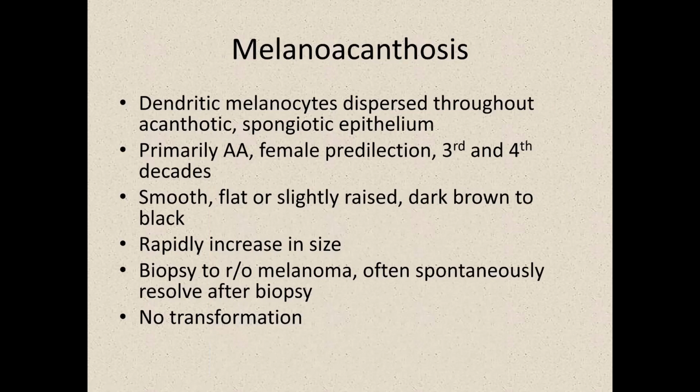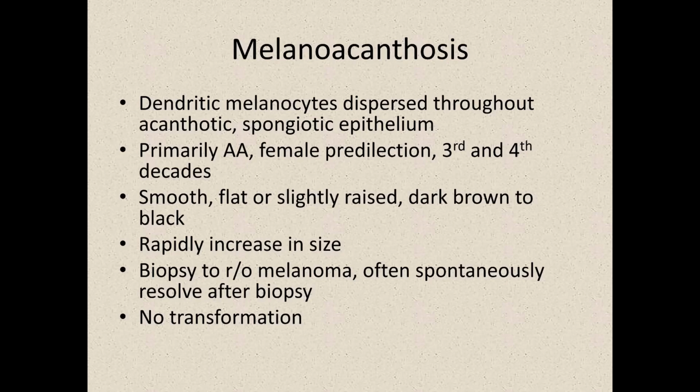Melanoacanthosis is very interesting. It's a very specific pattern, both clinically and microscopically. So microscopically, we see a very specific finding, and that is these melanocytes that have these dendritic processes dispersed throughout an acanthotic, meaning a thickened, and spongiotic, meaning a spread out epithelium. This occurs primarily in African Americans, especially women, in the third and fourth decades.